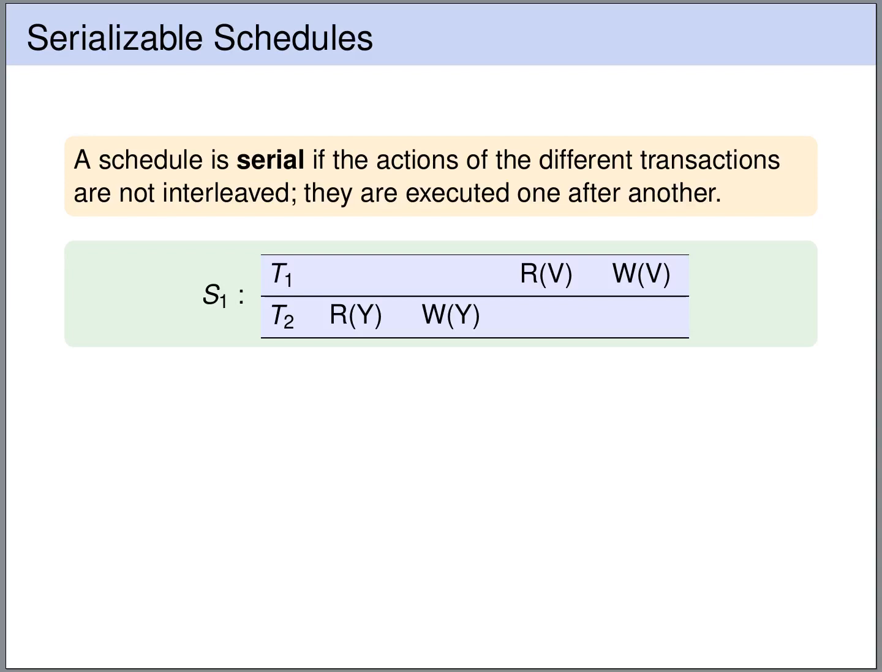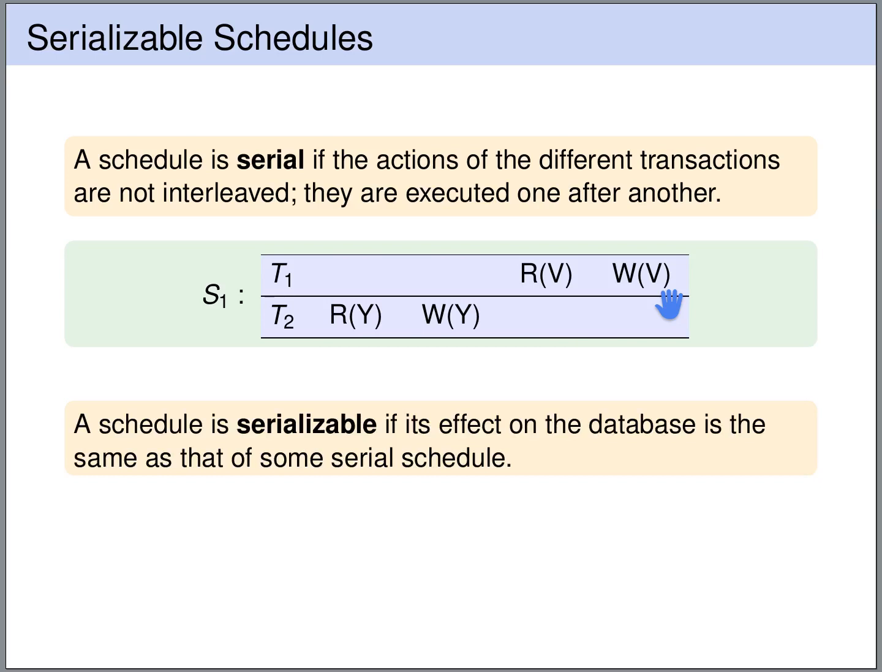A schedule is said to be serial if the actions of the different transactions are not interleaved. So the transactions are executed one after another. This is an example of a serial schedule. First T2 is executed and then T1 is executed. The actions of the 2 transactions are not interleaved.